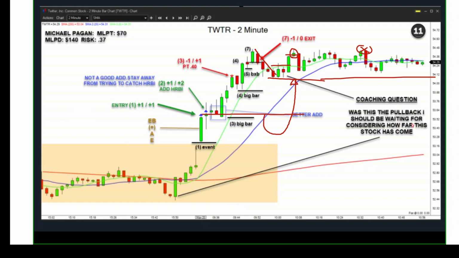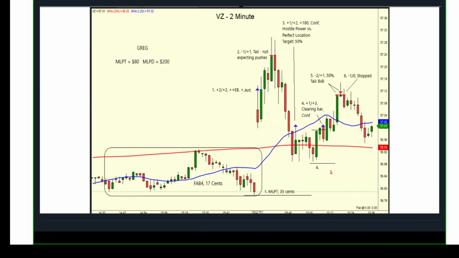Okay? So the coaching question of the day, was this the pullback I should be waiting for, considering how far the stock has come? Was this the pullback I should be waiting for? And yes, absolutely. Yes, that was the pullback. There it is. That's what you should have been waiting for. So you basically already answered your own question, I think, here. Okay? All right. So I hope this helps.